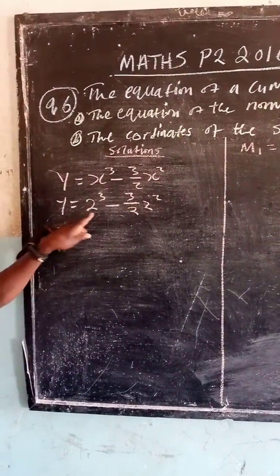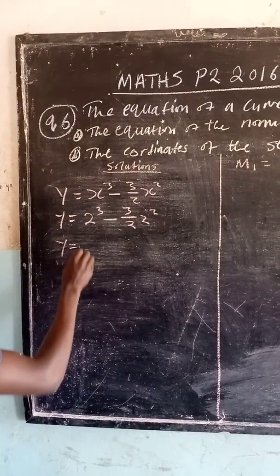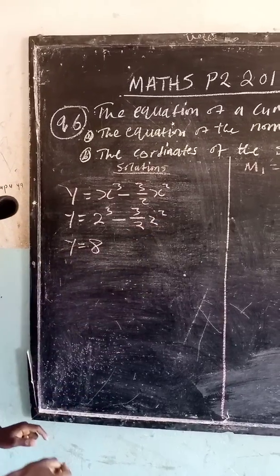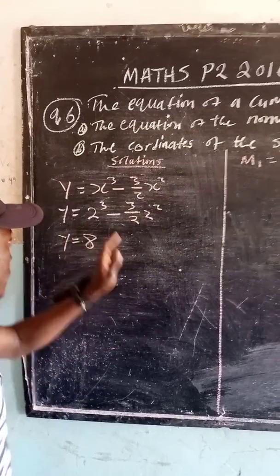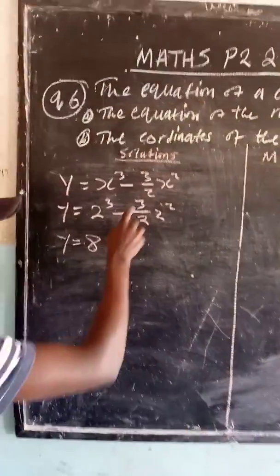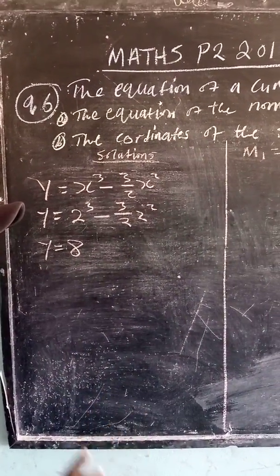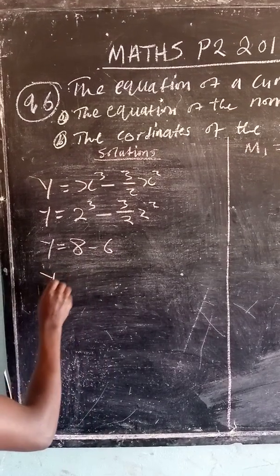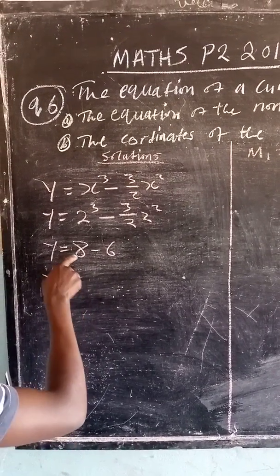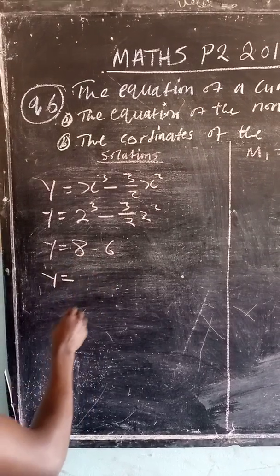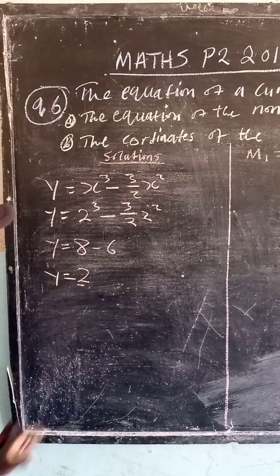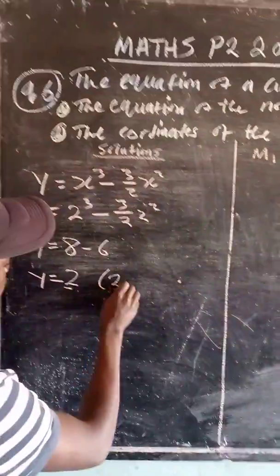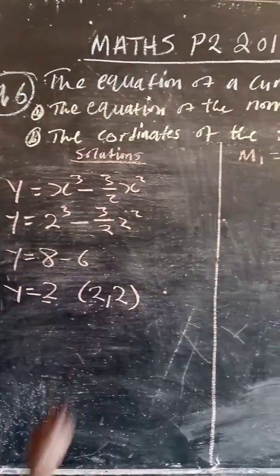We will say 2 cubed, it is going to give us 8. Then 2 squared, it will give us 4. Then 4 times 3, it is 12. 12 divided by 2, it is 6. Therefore, y is equal to 8 minus 6, it is 2. So our coordinates for now, we have (2, 2).